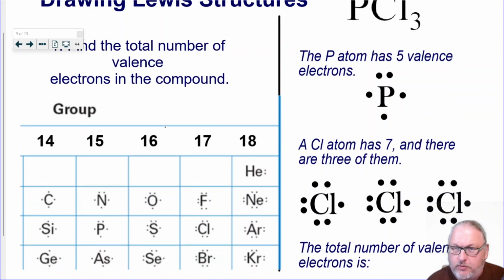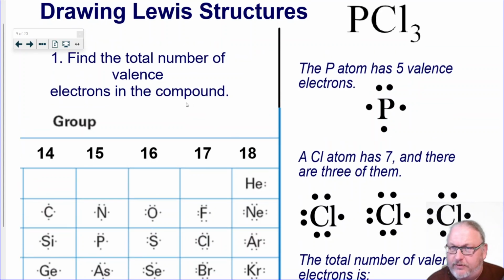So first, we're going to find the total number of valence electrons in the compound. Phosphorus, look on our chart, is in group 15. It has 5 valence electrons. Chlorine, in group 17, has 7 valence electrons.